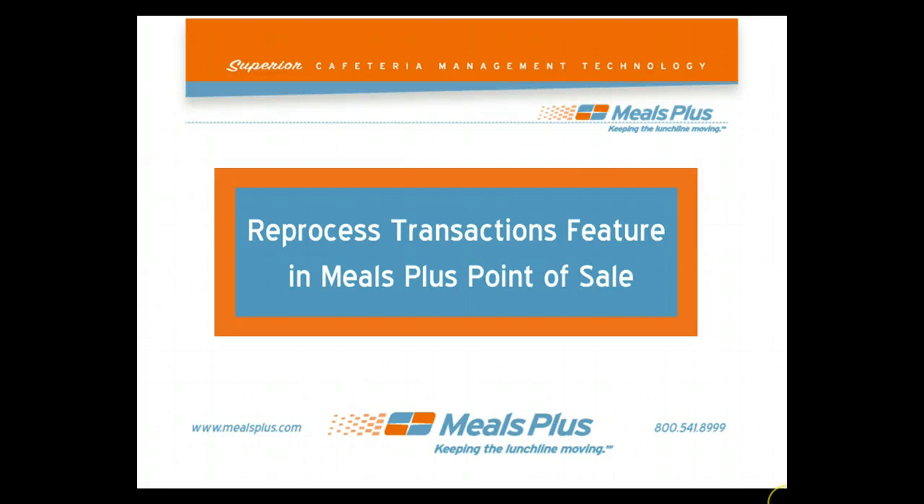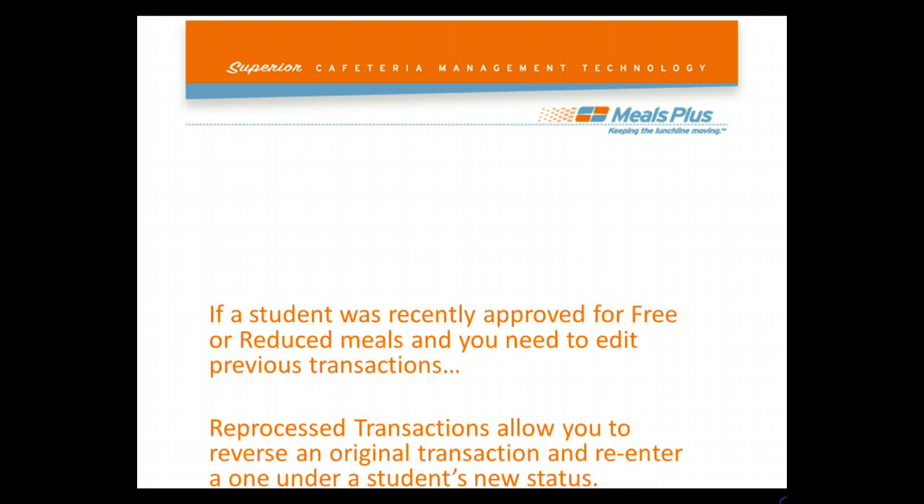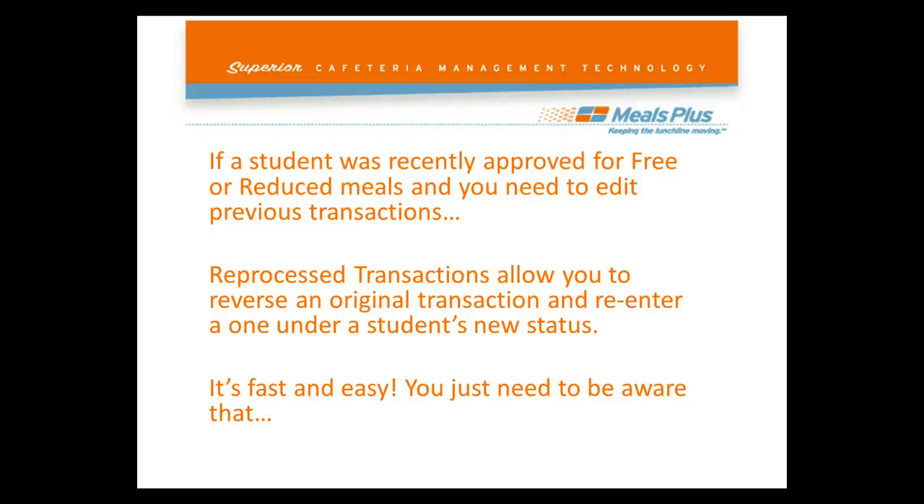Have you ever had a student that was supposed to be free or reduced, but for whatever reason they were served as full pay and you needed to change it? If you already use Meals Plus Point of Sale, you know this is easily done with reprocessed transactions. Reprocessed transactions reverse out the original transaction with a negative undo and re-enter the transaction under the student's new status with a positive redo transaction. It also applies a credit for any accumulated charges under the old status.